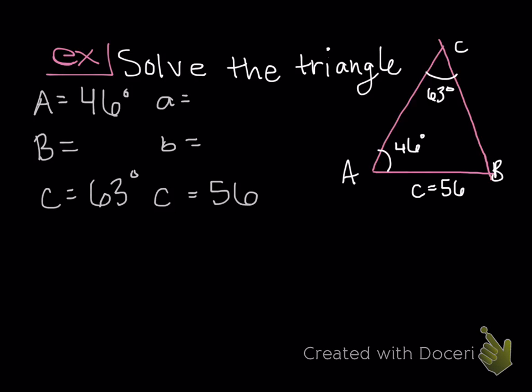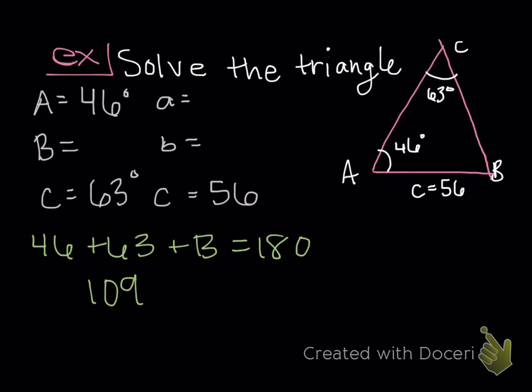So to do that, I know there's 180 degrees in a triangle. So I could say 46 plus 63 plus angle B has to equal 180. So then when I combine like terms on that right hand side, 46 plus 63 is equal to 109. And then I would subtract 109 over, and angle B is equal to 71 degrees. So we found that missing angle.